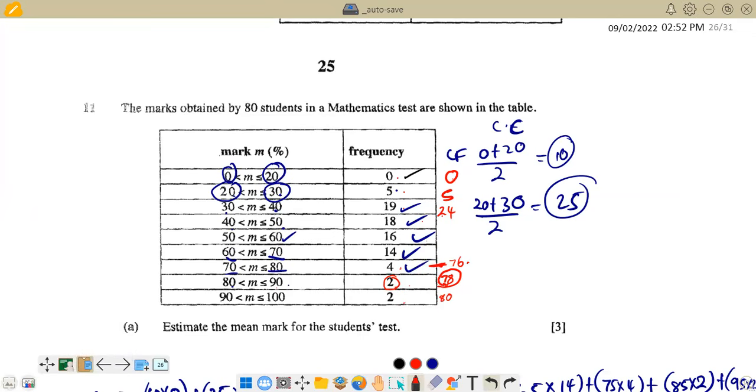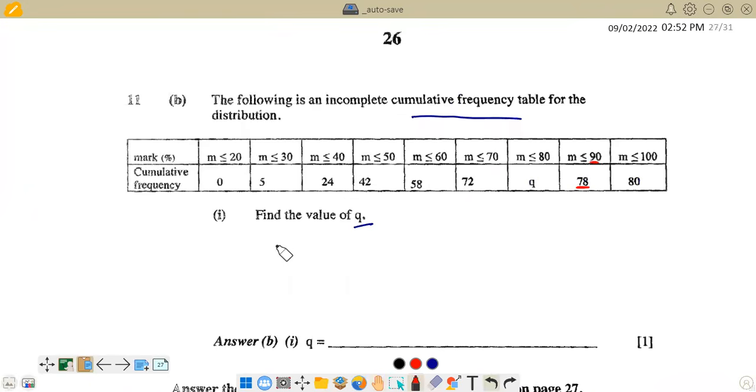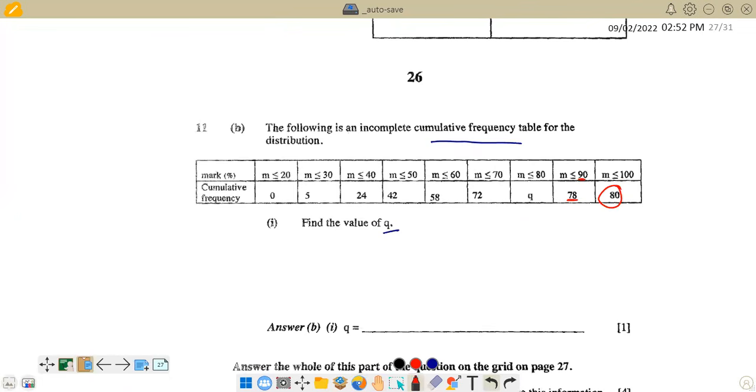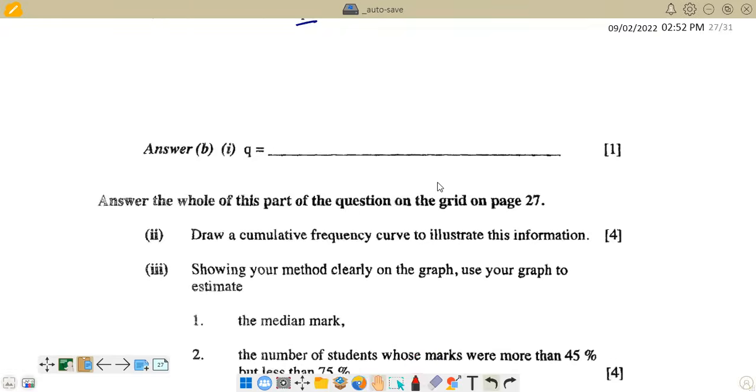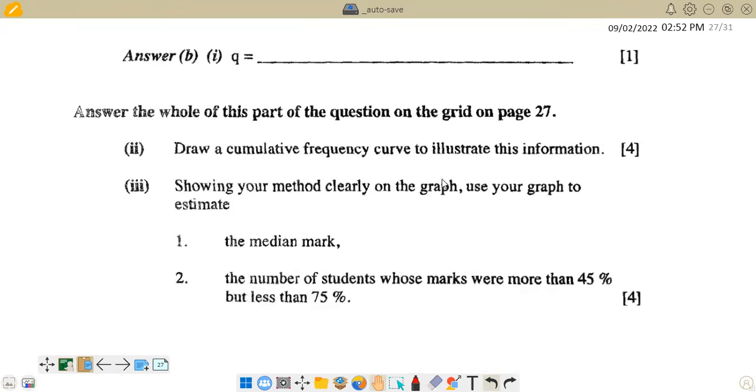Let's see if it is the one that we are having. All right, which is here at 80. As we can see, that's where our last value is, at 80 there. So actually that is what we're given, and we just need to work on more questions, guys, as you can see. Okay, then draw the cumulative frequency curve to illustrate this information.